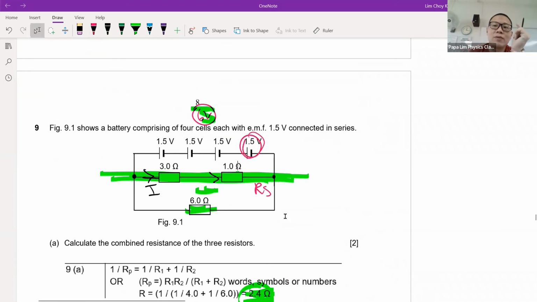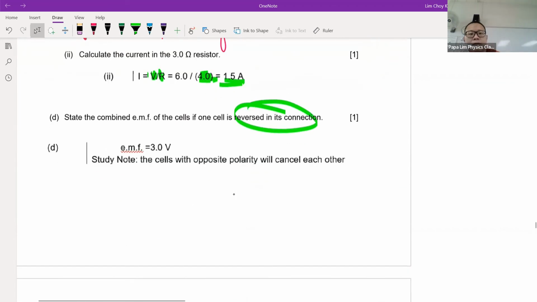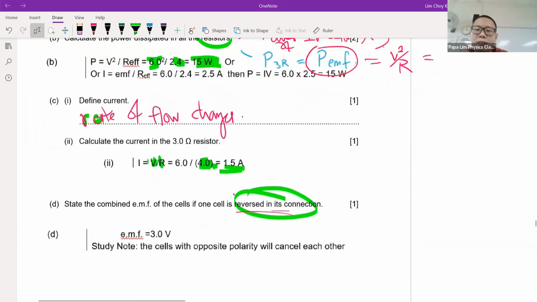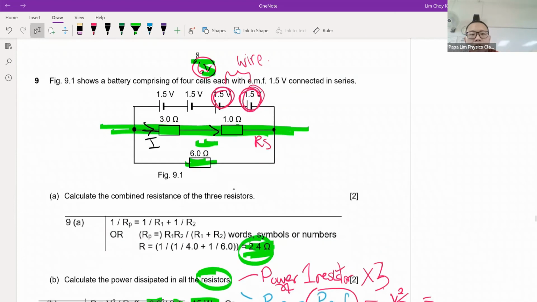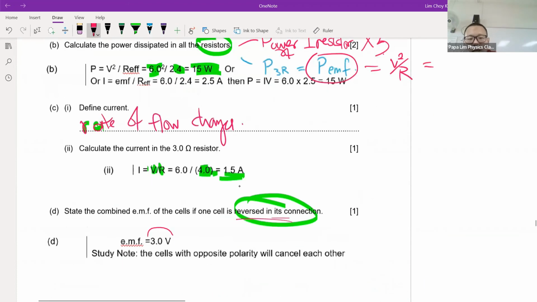If one cell is in reverse order, what happens is that the neighboring cell will also be negated, in the sense that this negative 1.5 will affect the neighboring cell. They will actually cancel each other, effectively making these two cells behave like an ideal wire. So 2 cells will be cancelled out, and I will be left with the remaining 2, which is why I know the EMF is 3 volts.